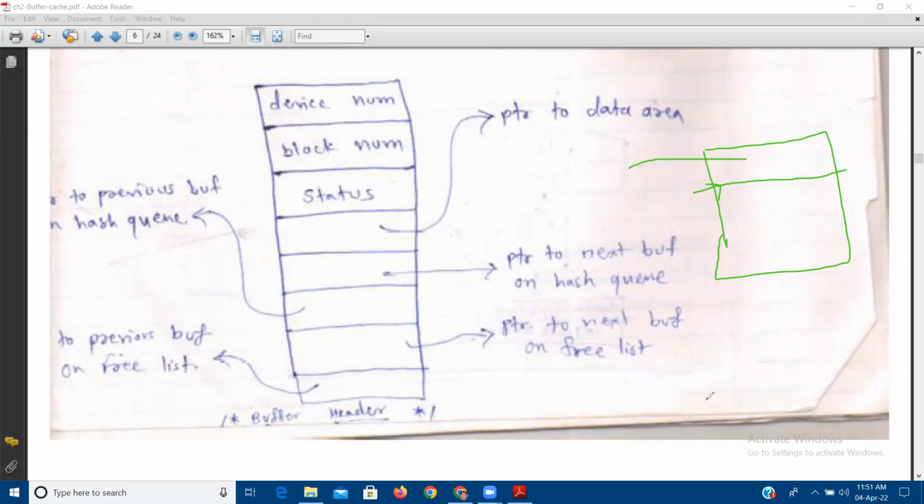So there are 5 pointers. So the options will be 4, 5, 6, 7, like that onwards. So keep in mind the buffer header consists of a total of 5 pointers. Okay, so this is about the buffer header.